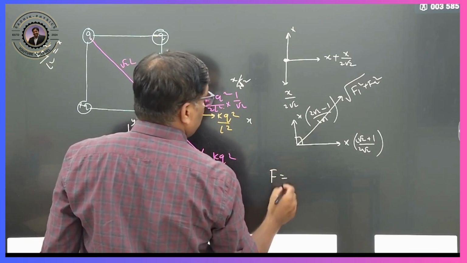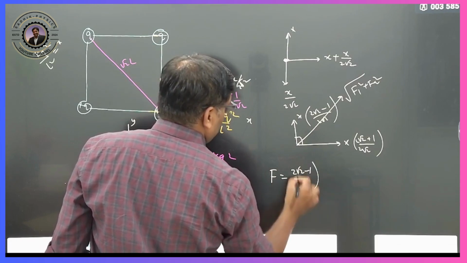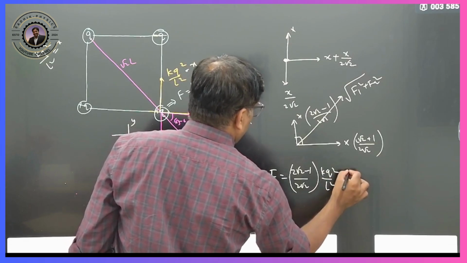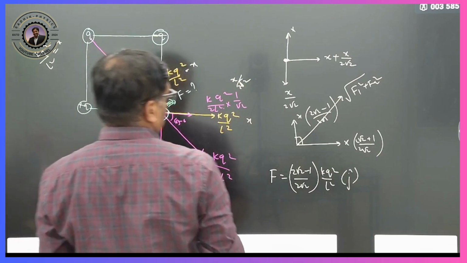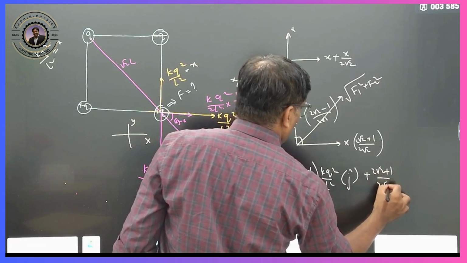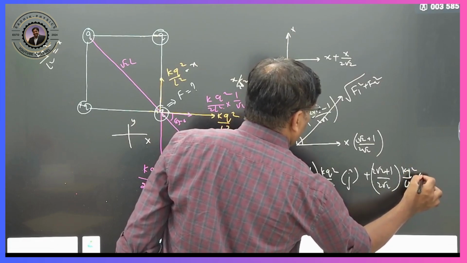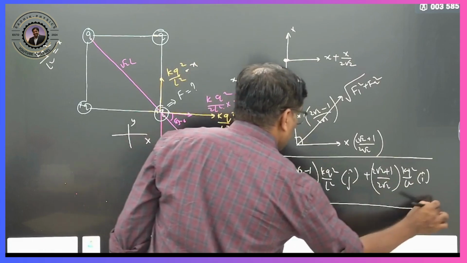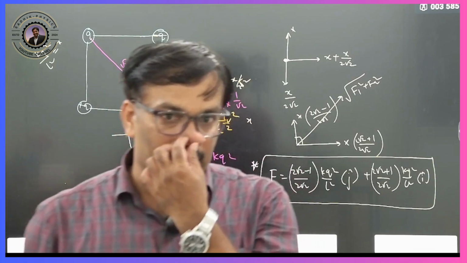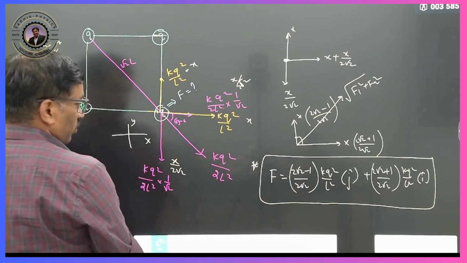So the force on this one is nothing but 2 root 2 minus 1 by 2 root 2, so kq square by L square, therefore along the j cap upward, right? Plus 2 root 2 plus 1 by 2 root 2, so kq square by L square, therefore i cap. In this way also you can rewrite this formula. Clear? Like this, one thing is changing, everything will change. You need to be able to identify and you should be able to solve it.